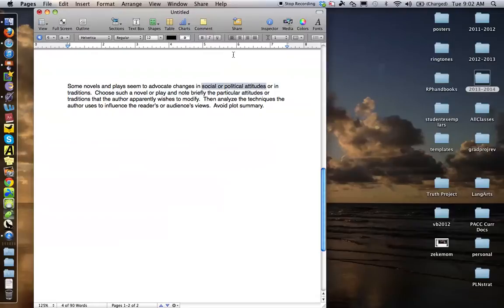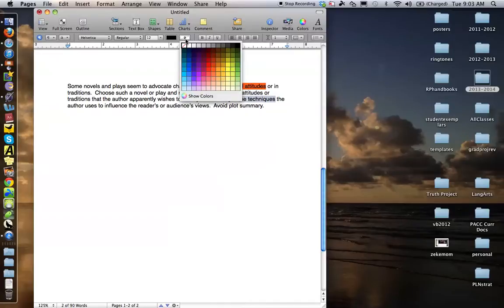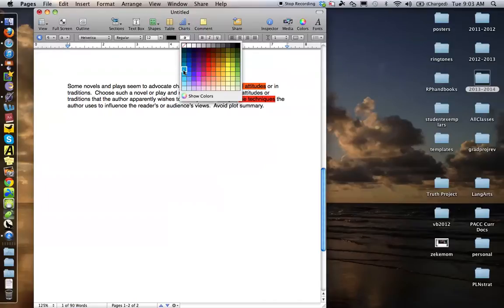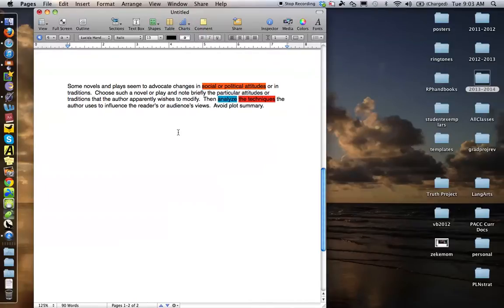Social or political attitudes. Okay? I need to name that. What are the attitudes and traditions? Okay? Then I need to name the techniques that the author uses to analyze that or to influence the readers. Okay? The explicit question is going to be analyzing it, how the author uses those techniques to change that particular attitude. Okay?